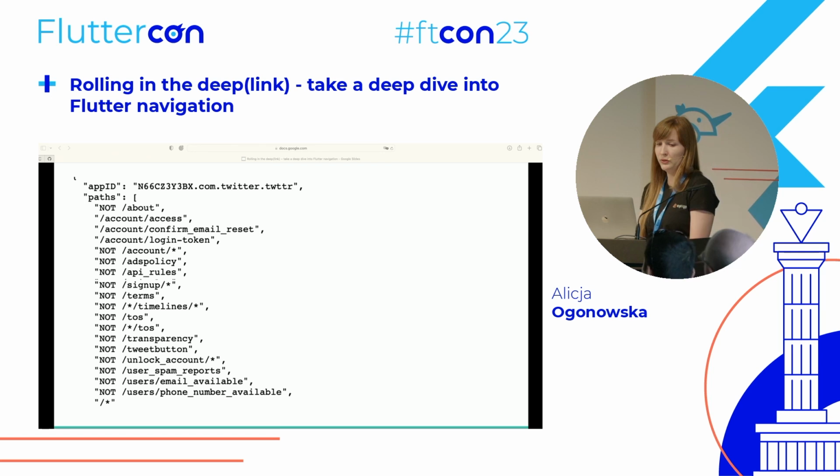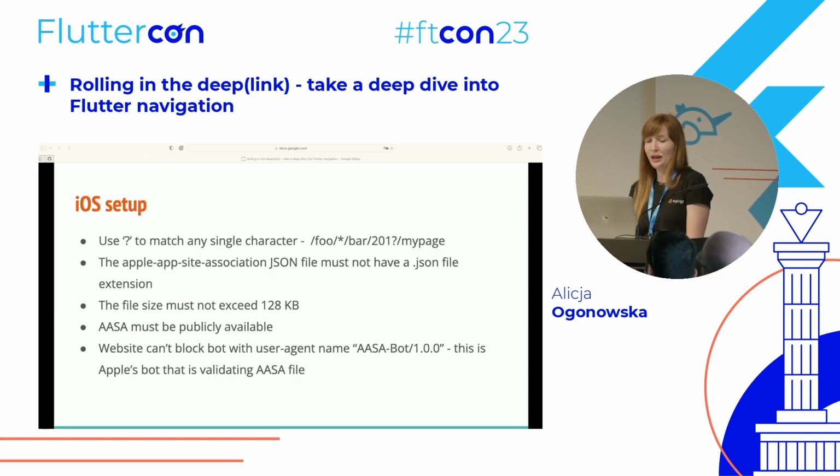You can also use wildcards with an asterisk, and then a pattern that I quite often see when I was playing around with different websites is that they have exclusions, and then in the end they just allow all paths to be handled. But that may not always be the case, because sometimes maybe your client will say, no, this can never be opened in the app, this can never trigger the app, so then you just can't use that. And you can also use a question mark to match any single character.